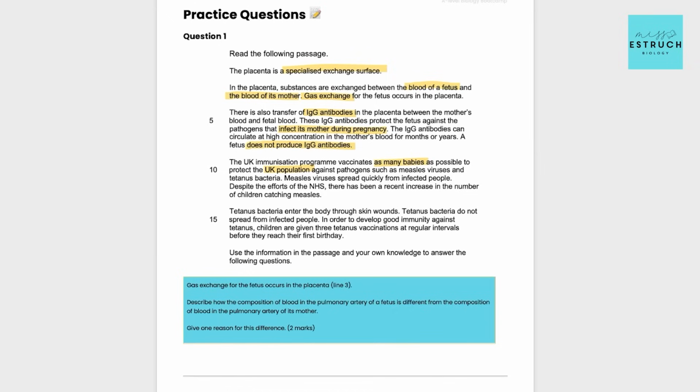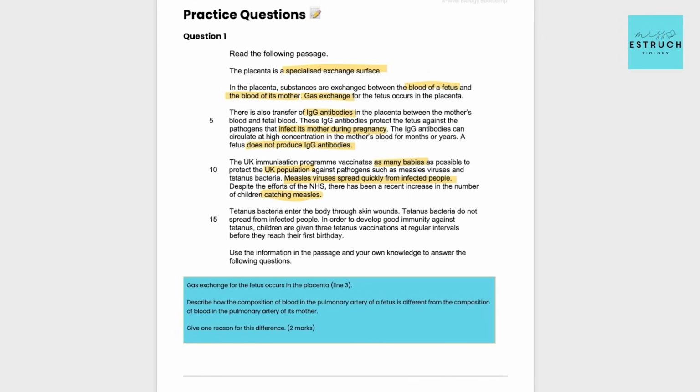So then we've got measles viruses spread quickly from infected people, despite the efforts of the NHS. So yeah, measles virus can spread quickly. So this is definitely linking to the concept of herd immunity. Despite the efforts of the NHS, there's been a recent increase in the number of children catching measles. So what I'd be considering then is, well, why is that the case? If they are trying to vaccinate babies, but despite their efforts, more children are getting measles. Why might that be the case?